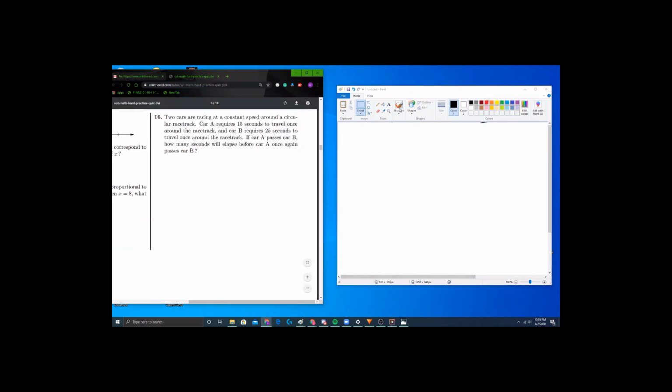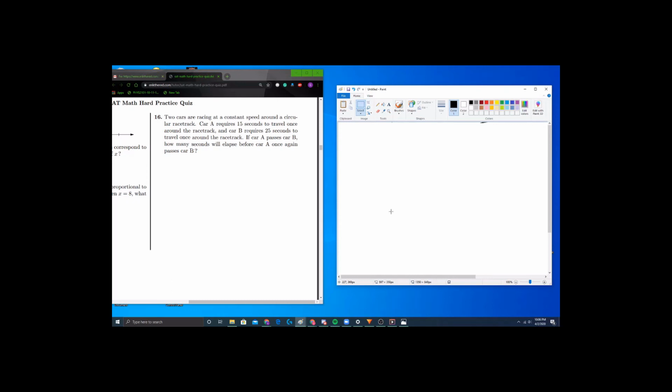Okay, question 16. Last one. Two cars are racing at a constant speed around a circular racetrack. Car A requires 15 seconds to travel once around the racetrack, and car B requires 25 seconds to travel once across the racetrack.